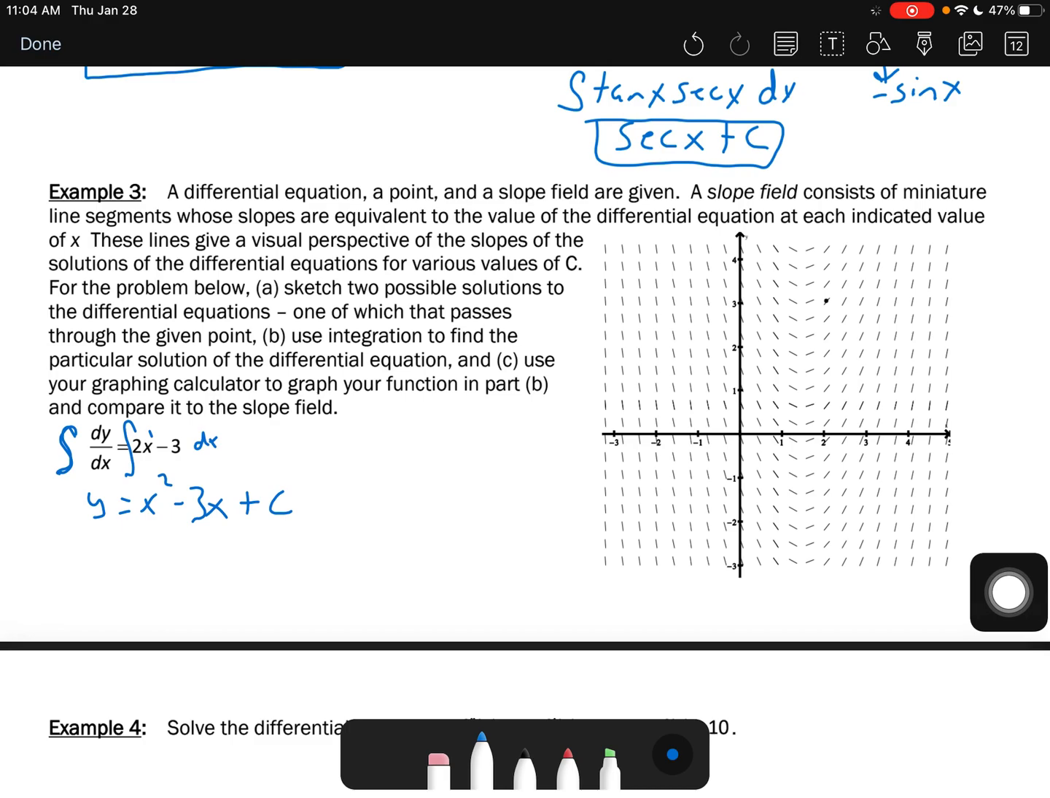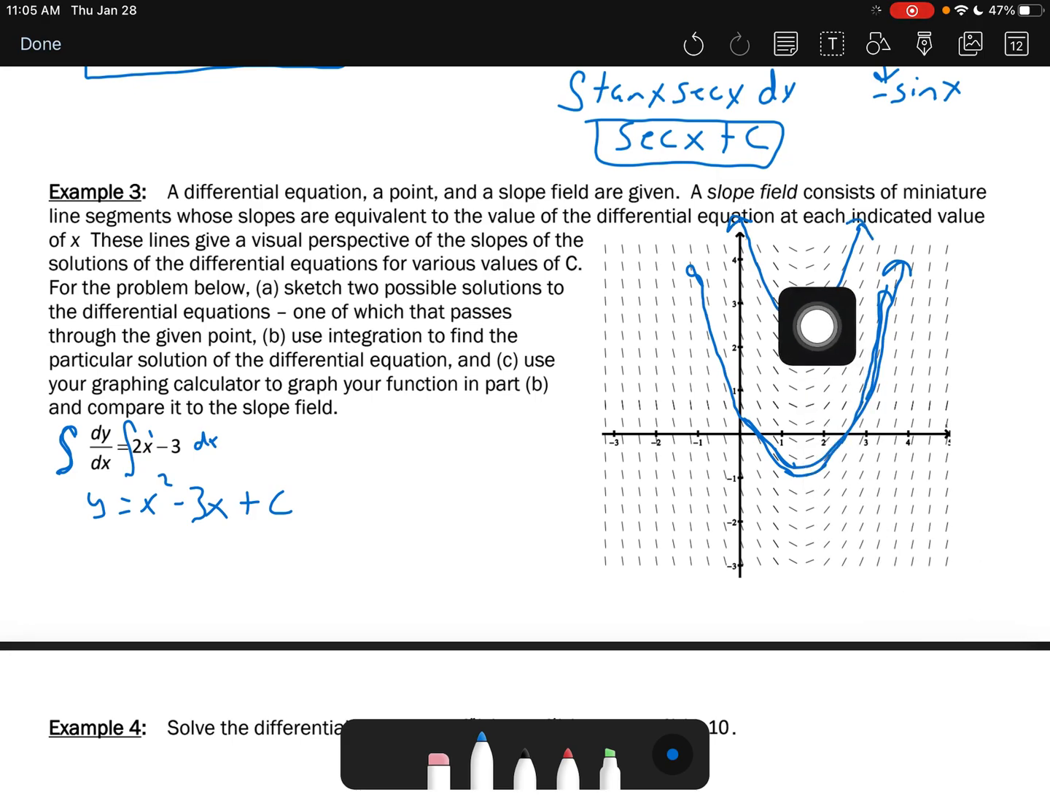So here's what they mean by just sketch. I'll do the first one that doesn't go through that point. We're just following those slopes approximately and sketching what that parabola would look like as it follows those slopes. That's not a very good sketch, but I'm not very good at drawing those. But that's the idea there, right? And then another one, if I was following and it goes through that point, might look something like that. So same shape, but shifted vertically. You could shift it up or down based on whatever c is.